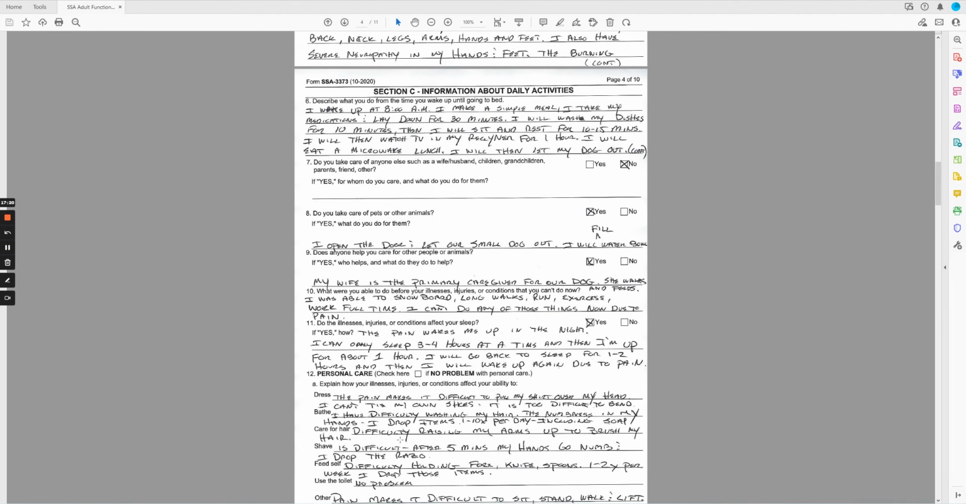Okay, question 9. Does anyone help you care for other people or animals? Here, yes, this is really important. If you are the primary caregiver for children or pets, you really need to lean into what kind of help you get. So here I wrote, my wife is the primary caregiver for our dog. She walks and feeds them. Okay. And same with children.